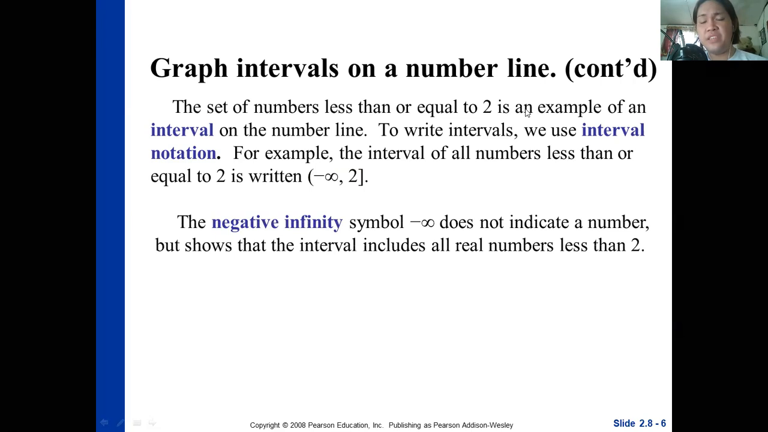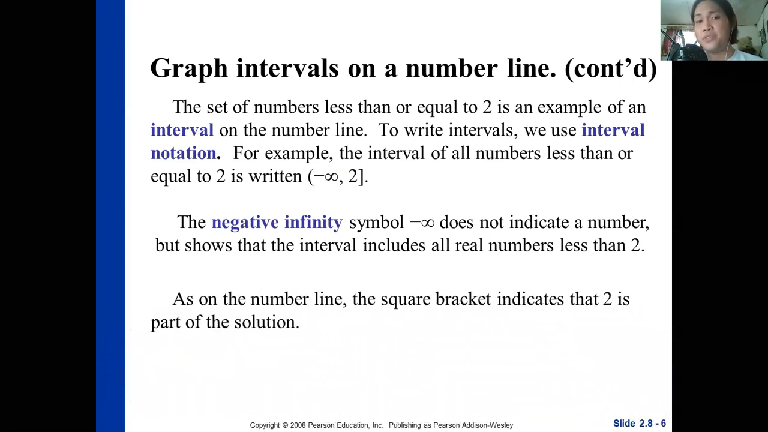Now, the negative infinity symbol, -∞, does not indicate a number. That's why you cannot close it, but it shows that the interval includes all real numbers less than 2. And another thing that I want you to remember, on the number line, the square bracket indicates that 2 is part of the solution set.